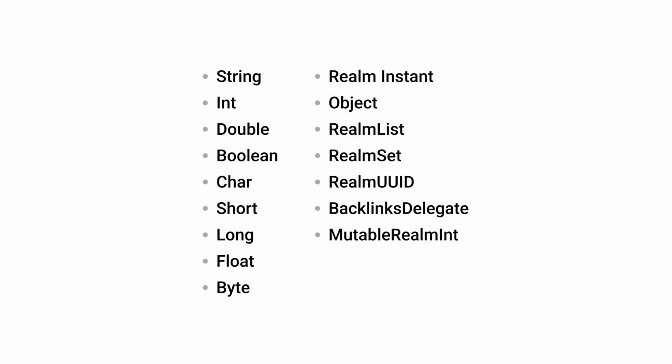We can store a realm list or a realm set. Those two are used to store to-many relations in our database. Then we have a realm UUID, which is used for uniquely identifying information. Then we have a backlinks delegate and a mutable realm int as well.